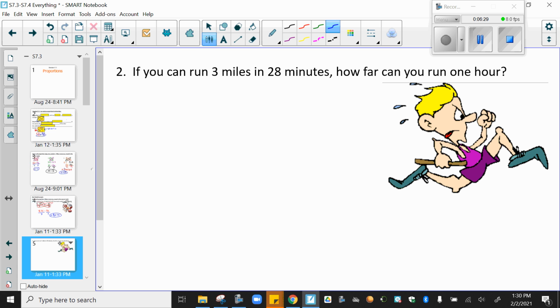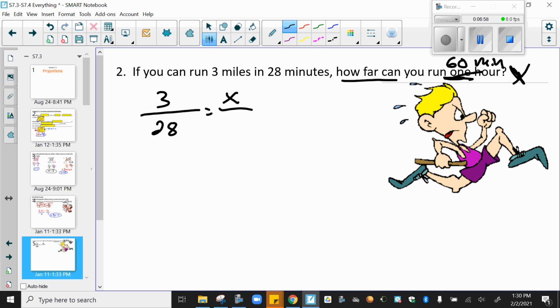Let's do one more. If you can run 3 miles in 28 minutes, how far can you run in 1 hour? 3 miles in 28 minutes. Okay, I'm not sure which way to do on this one, so let's just write it out. We'll do 3 miles, 28 minutes equals how far can you run in 1 hour? So how far? Let's call that X. So X in 1 hour. So I don't want to write 1 though, right? That's actually 60 minutes, right? So I'm going to write over 60, and then I'm going to multiply 3 times 60. 3 times 60 makes 180.